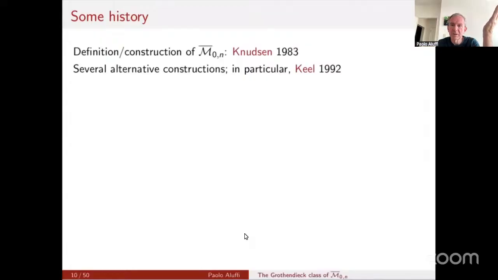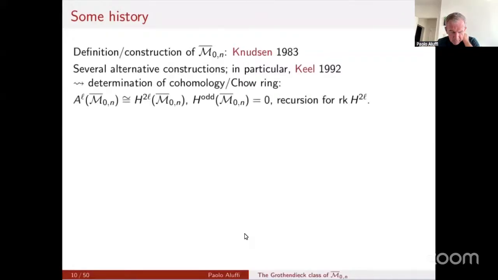I should mention Kapranov, whom I don't think I will mention elsewhere in these notes, but the one I want to focus on is Keel's construction, which is about 10 years later. It was part of his PhD thesis. I know because I was in Chicago when he was a graduate student of Fulton, and I remember him talking about this. So this leads to a determination of the cohomology or equivalent information of the Chow ring.